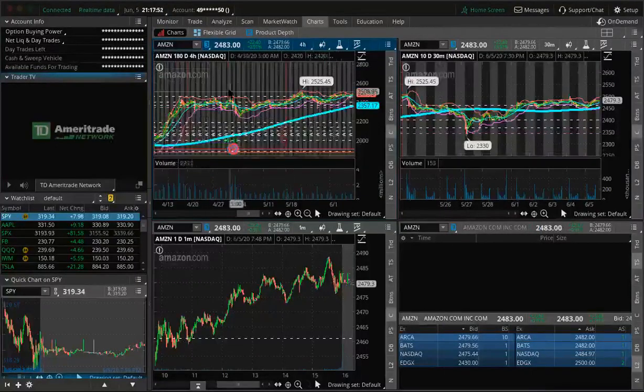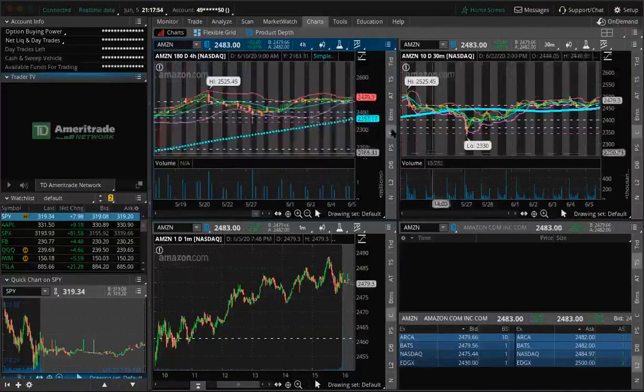Let me pull this up for you. You just make sure that 5 is here on the length. Distance is 0, price is close. And you can color it whatever you want. You can make it a dotted line, you can make it a solid line, you can make it whatever you want. But this is just my settings. This is what I have it as.